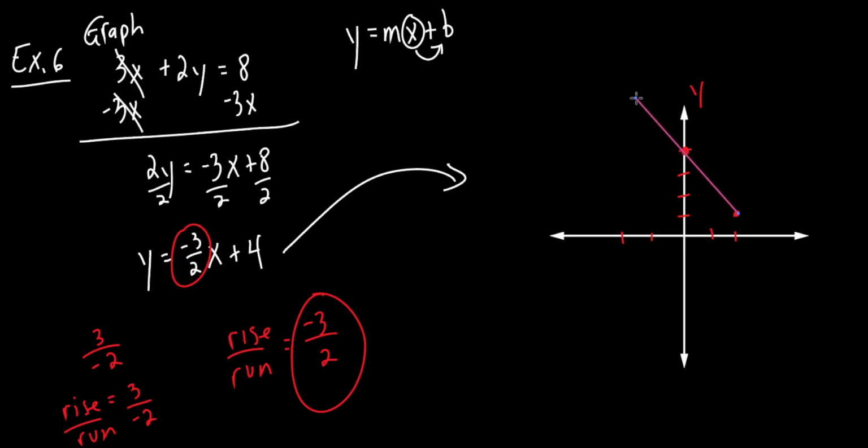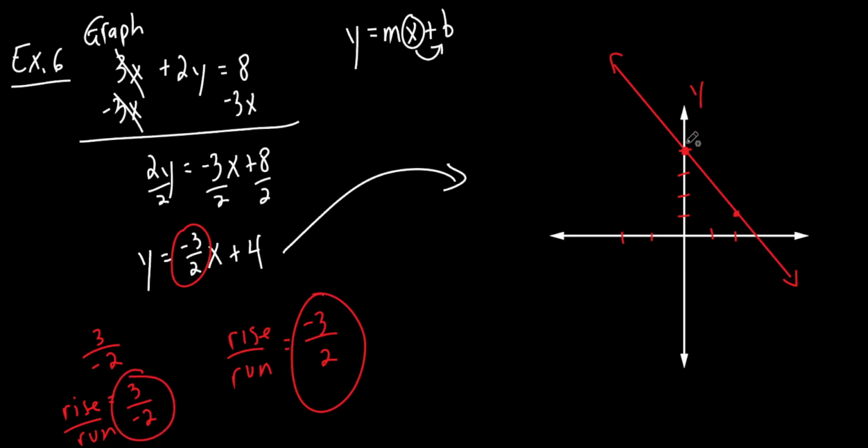Don't just connect from point to point. Oops. So what's the plus 4? That's where it started. That's the y-intercept. And there's your graph right there. It's as easy as that. Do you agree? Yeah. Let's do it this way.